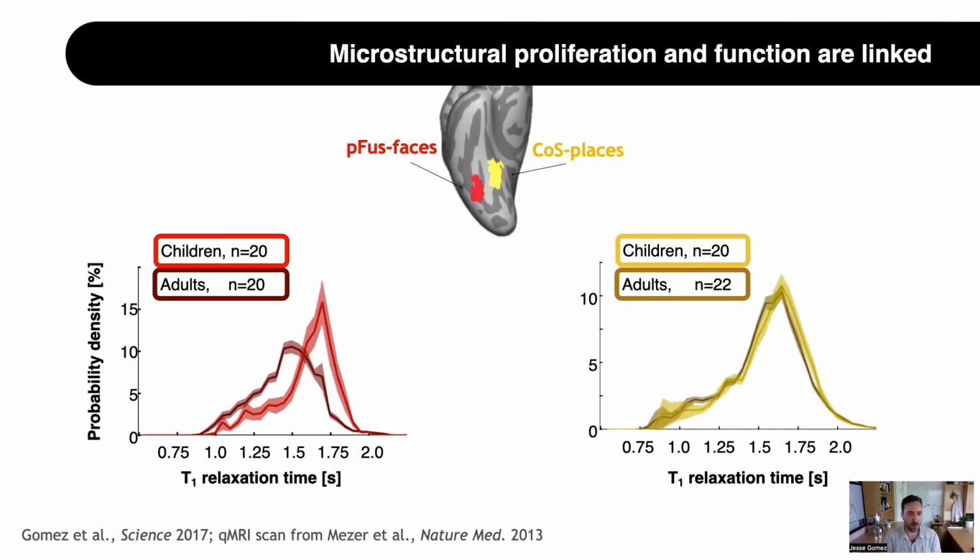This seems to align very nicely with the transcriptome analysis that we just performed, suggesting that face selective regions have a richer density of oligodendrocytes and therefore might show more dramatic myelination across development. So here we've linked differences in function, face and place processing, to differences in structure in the living brain.